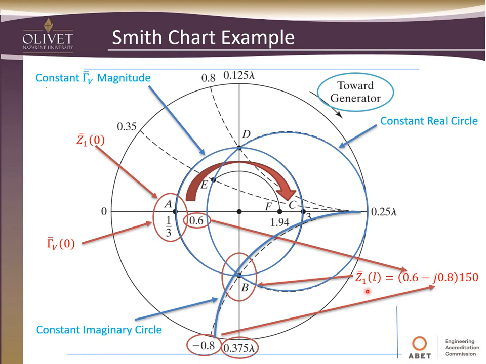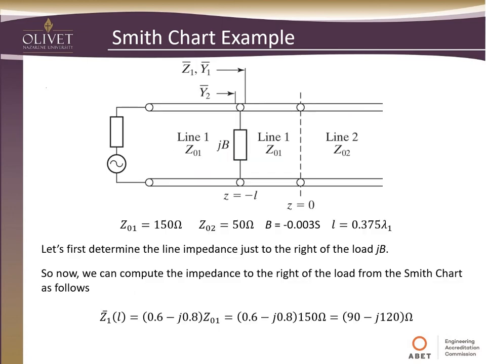If we want to get our full impedance, we have to multiply it by what our original line impedance was, 150. So let's look at how we do that. Here we take our 0.6 minus j0.8 times our Z01, but remember our Z01 is 150 ohms. When we do that, the impedance at this point right here is 90 minus j120 ohms.